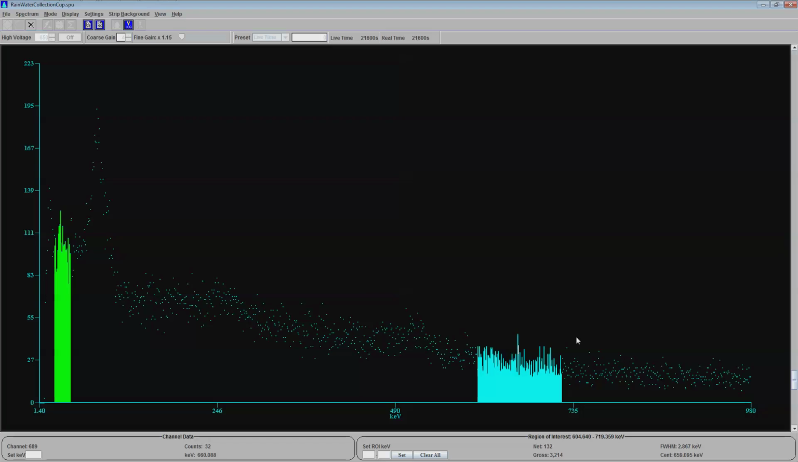But as you can see right off the bat, click our mouse right here in the middle. I said click our mouse. Okay, right there. There's a peak right at 659 kiloelectron volts. That's pretty close to 662, wouldn't you think? In fact, it's really close. 662 is right here. See? Right there. Let me zoom in.